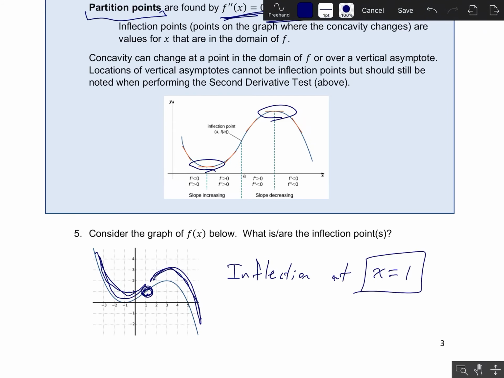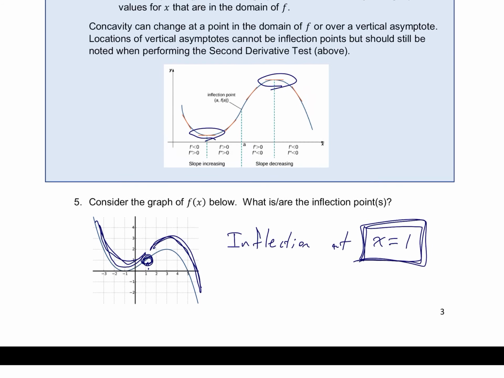at x equals 1. And just like with critical points or local maxes or mins, you're just going to report the x coordinate where this happens. So if we wanted to talk about where the concavity was up or down or where there's an inflection point, we're just talking about the x coordinate where that happens for this function. So here the x coordinate seems to be about 1.